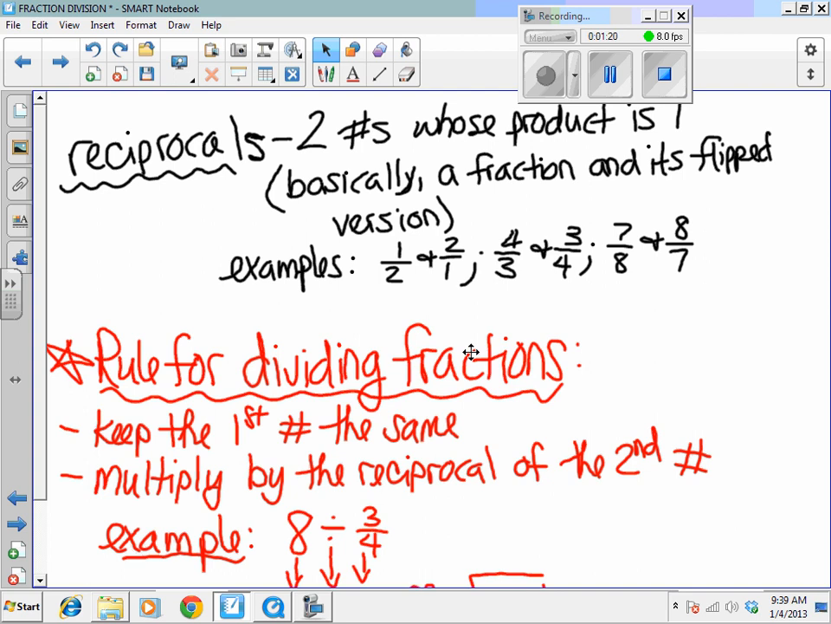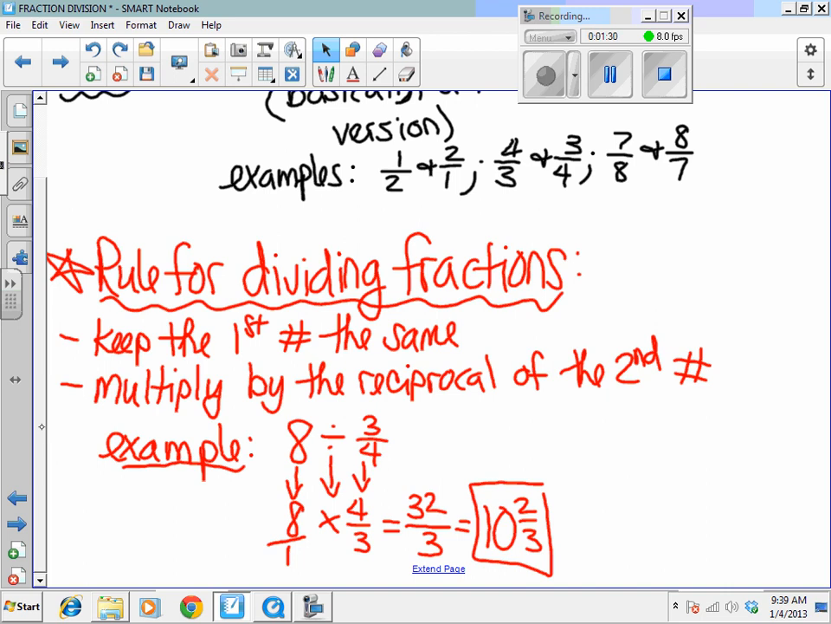Okay, we're going to look at the rule now for dividing fractions. You might want to write this down. Rules for dividing fractions. Okay?